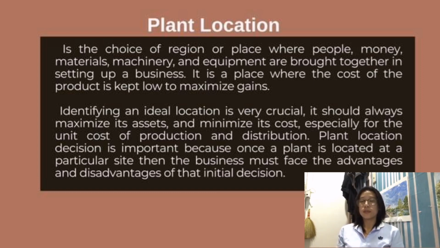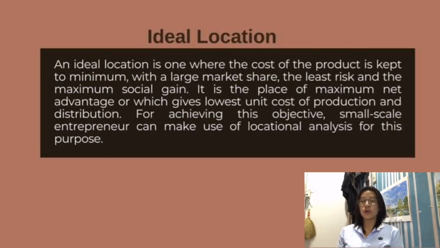Plant location decision is important because once a plant is located at a particular site, then the business must face the advantages and disadvantages of the initial decision. While when we say ideal location, it is one where the cost of the product is kept to a minimum with a large market share, the least risk, and the maximum social gain. It is the place of maximum net advantage, or which gives the lowest unit cost of production and distribution. For achieving this objective, a small-scale entrepreneur can make use of locational analysis for his purpose.